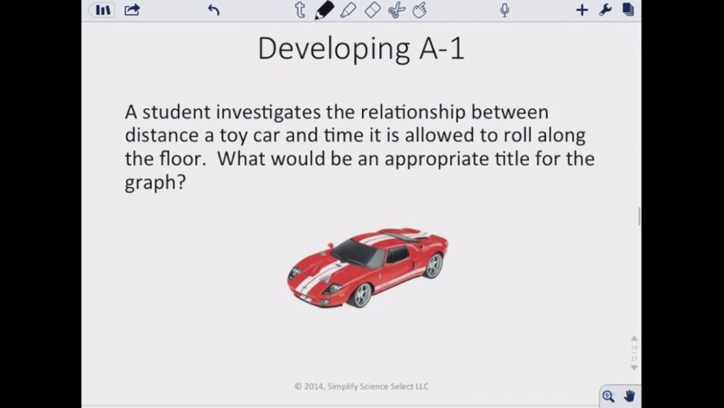So let's look at an example. On our first example, it says a student investigating the relationship between distance and time allows a toy car to roll along the floor. What would be an appropriate title for the graph? So what we could say is distance versus time of a toy car investigation. And that would be a good title for that graph.